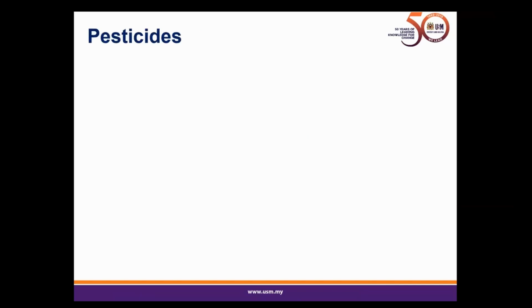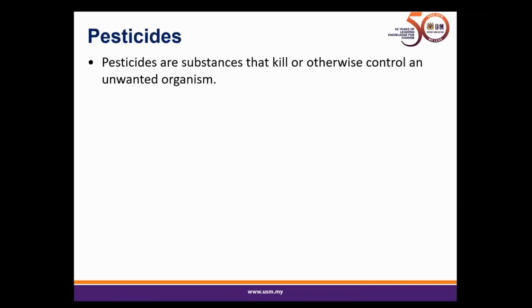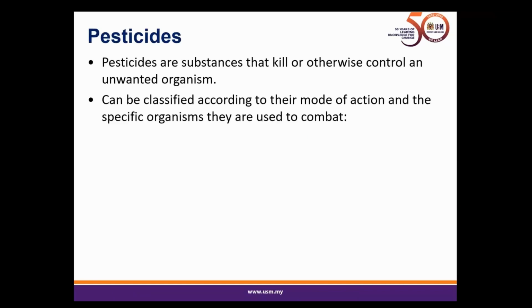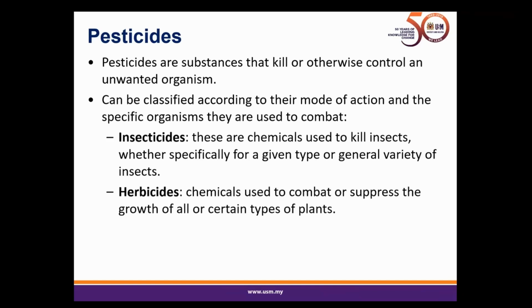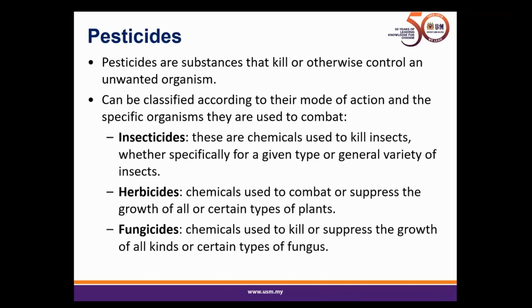Okay, another type I want to discuss with you is pesticide. A pesticide is a substance that can kill or otherwise control an unwanted organism, what we call a pest. There are many types of pesticide, and they are named based on their mode of action and the specific organism that they are trying to combat. For example, we have insecticide, herbicide, fungicide, and rodenticide.